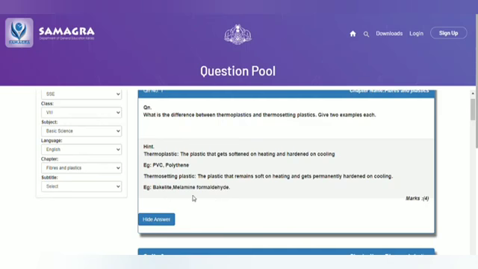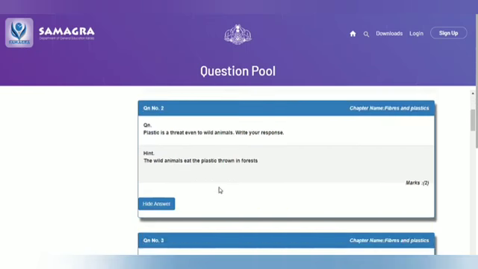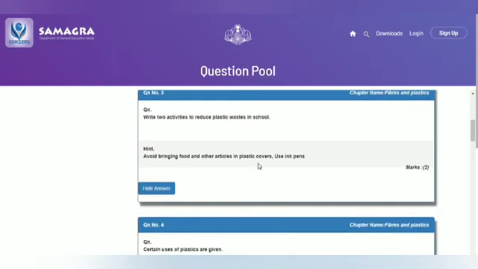Example, bakelite, melamine formaldehyde. Second question, plastic is a threat even to wild animals. Write your response. Answer, the wild animals eat the plastic thrown in the forest. Question number 3, write two activities to reduce plastic waste in school. Avoid bringing food and other articles in plastic covers. Use ink pens.